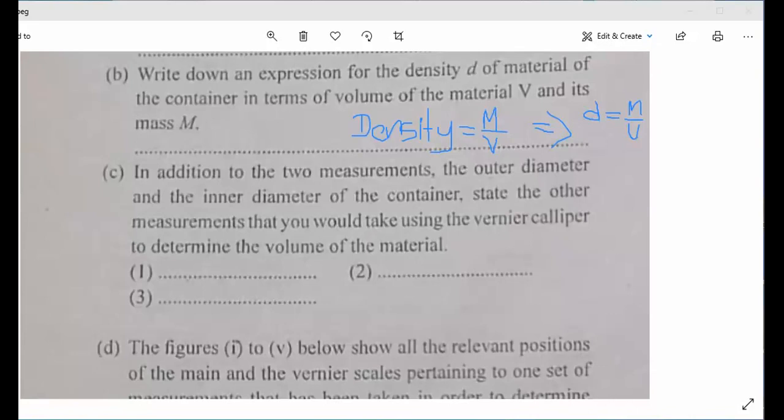Right, shall we go to the next question, dear? In addition to the two measurements, the outer diameter and the inner diameter of the container, state the other measurements that you would take using the vernier caliper to determine the volume of the material. In addition to the outer diameter and inner diameter, what are the other measurements that we want from the vernier caliper to determine the volume of the material? Let us check the figure first.